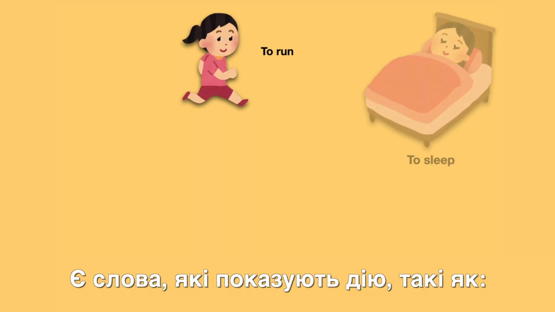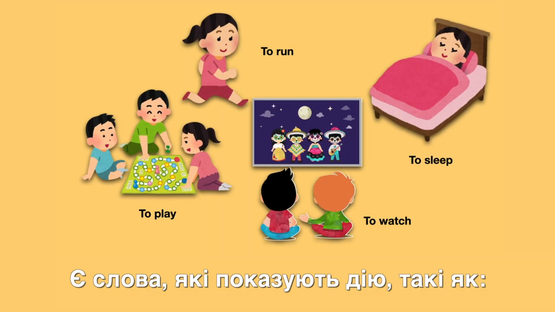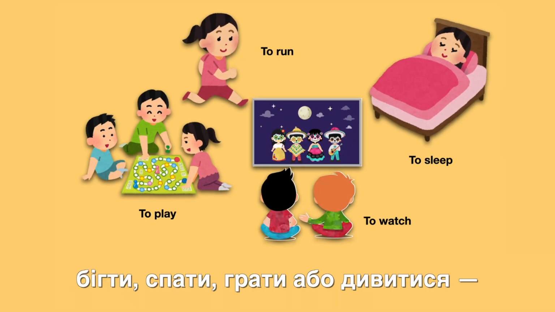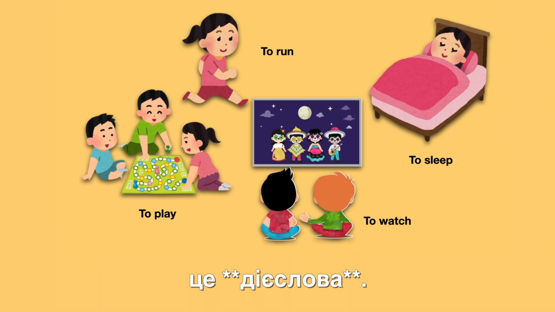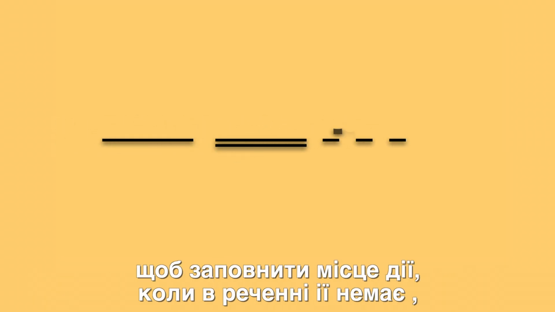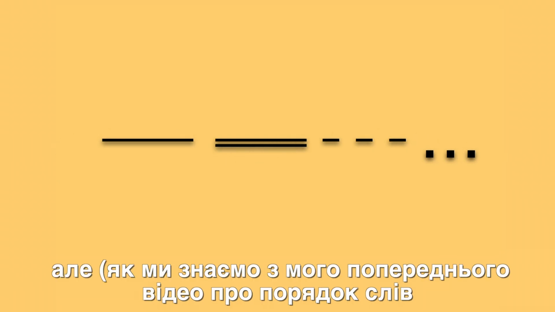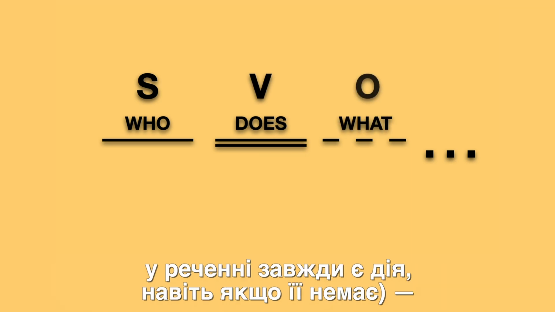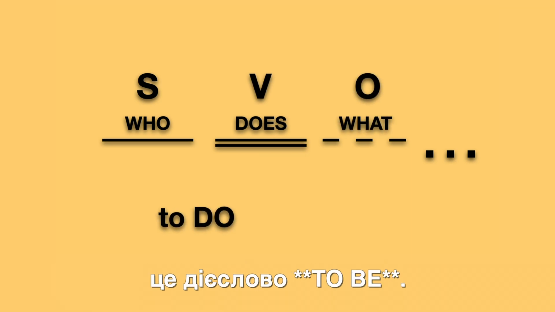We have words that demonstrate the action, like to run, to sleep, to play, or to watch. These are verbs. In English, though, there is one more verb that actually doesn't demonstrate any action, and it exists to fill in the spot of the action when we have no action in the sentence. But, as we know from my previous video about the word order, there is always action in the sentence, even if there is none. It's the verb to be.